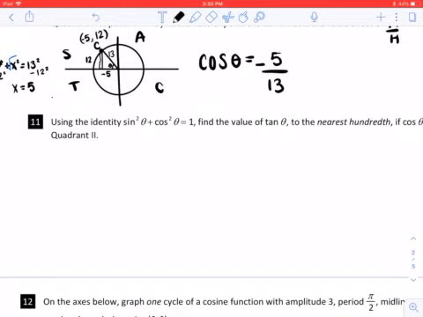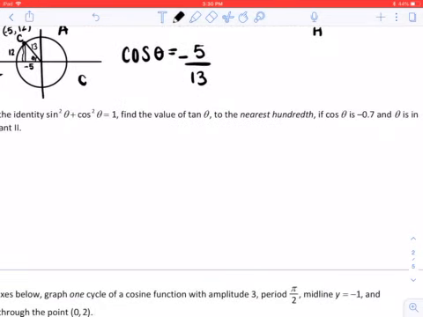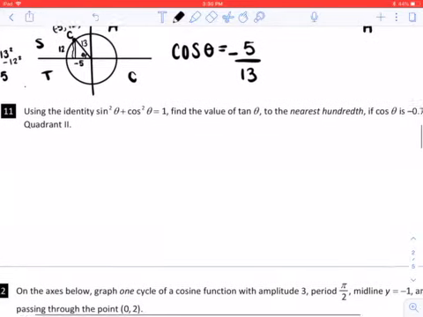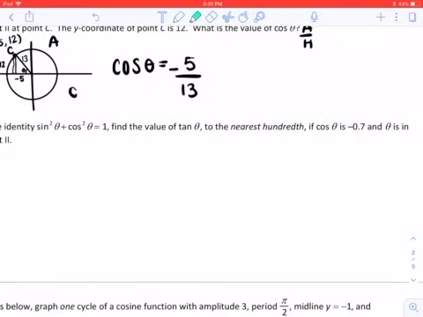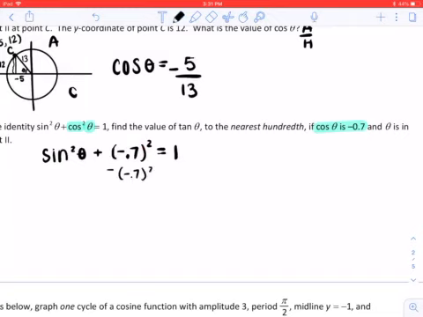Number 11, using the identity sine squared theta plus cosine squared theta equals 1, find the value of tangent of theta to the nearest hundredth if cosine of theta equals negative 0.7 and theta is in quadrant 2. So very important piece of information, it's telling you the value for cosine. So I can plug that into my equation. So sine squared theta plus cosine, negative 0.7 squared, equals 1, because this is cosine theta right there. It's not telling me the value of cosine squared, it's just telling me cosine, so I do need to go ahead and square that. But just like before, to save time, I'm going to subtract it.